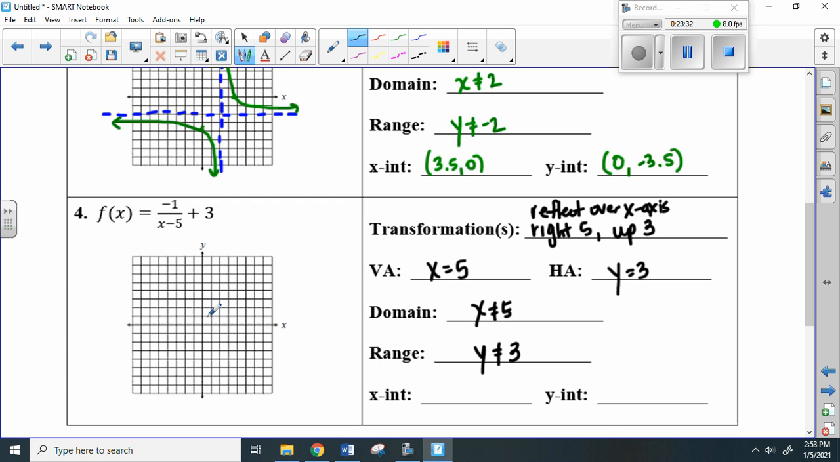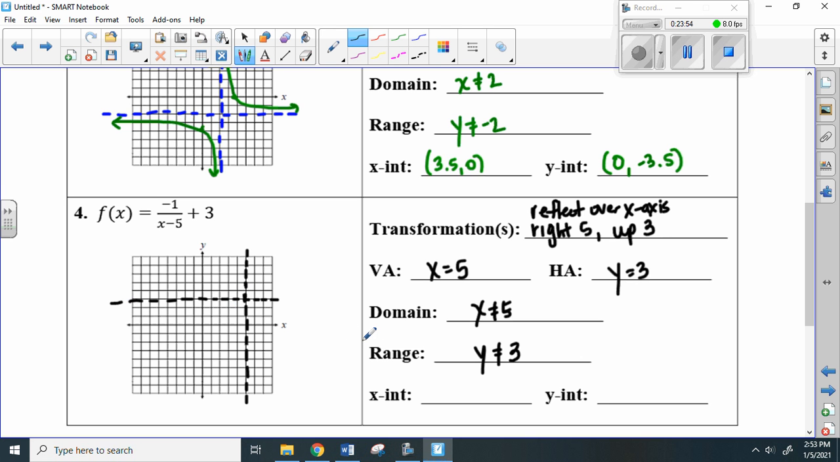I can get my asymptotes in there. Make sure your vertical one goes up and down. Your horizontal, find your origin. And it's flat, right? It goes across the page.